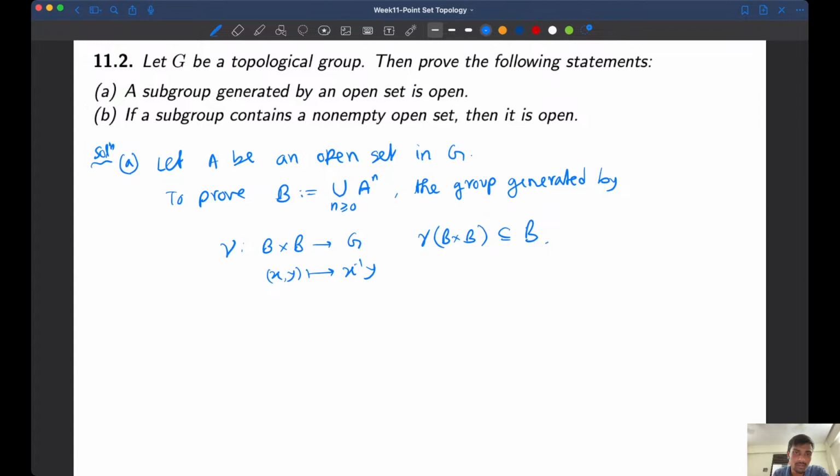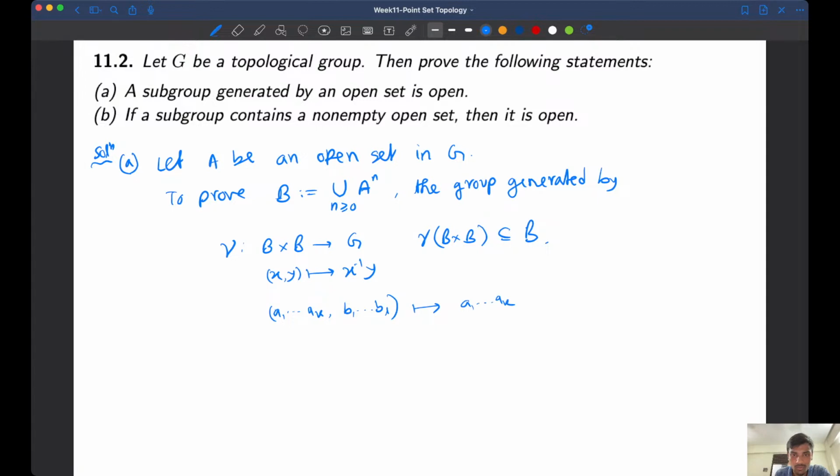So you basically consider all those. Now if you take two elements from here, one x belongs to B, x will be probably some a1 through ak, and another element is, let's say, b1 through bl. All those ai and bi belong to A. Then this gets mapped to a1 through ak inverse, b1 through bl, right?